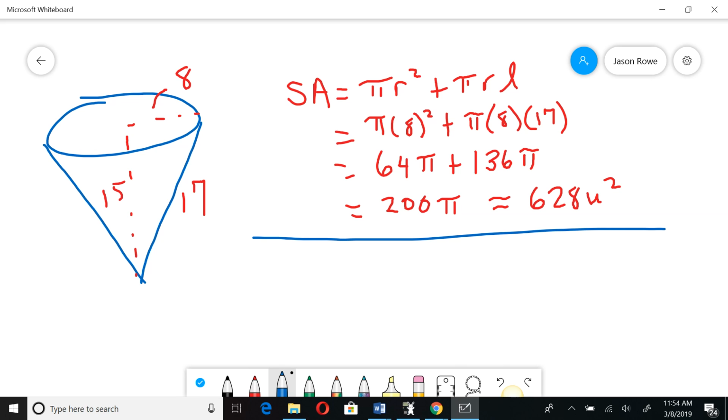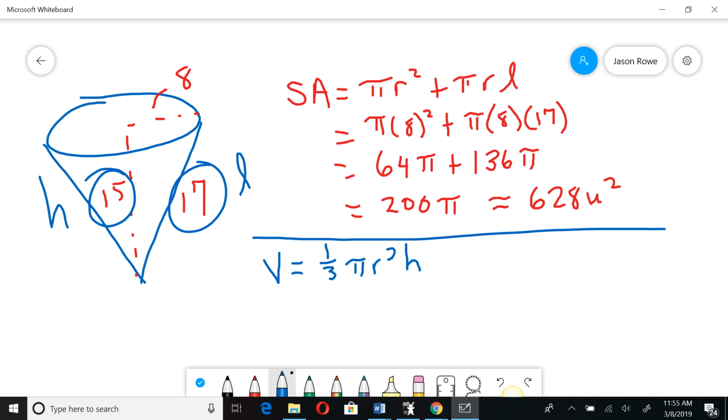All right, so let's take a look at the volume. Volume is 1/3 pi radius squared times the height. And remember, this is the height. This is the slant height. So this number is only used for surface area. This number only used for volume.